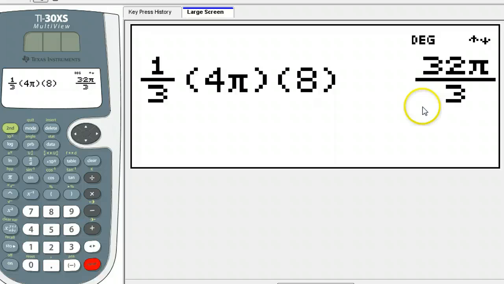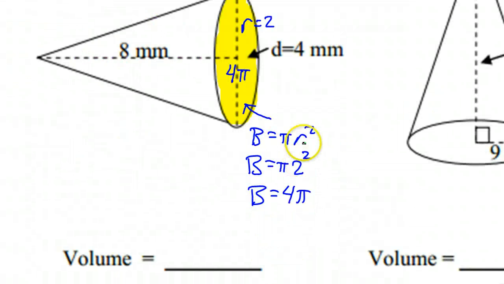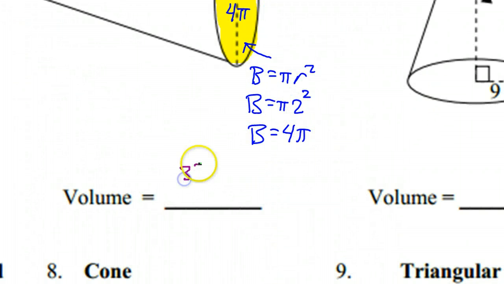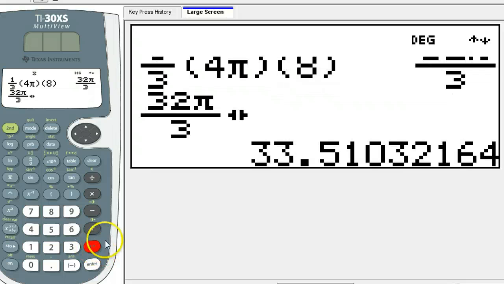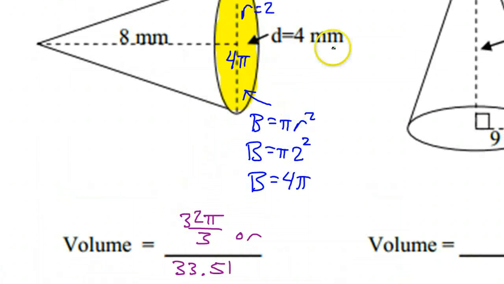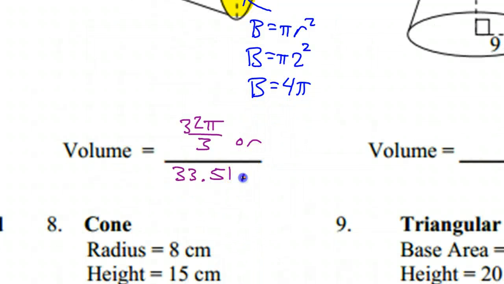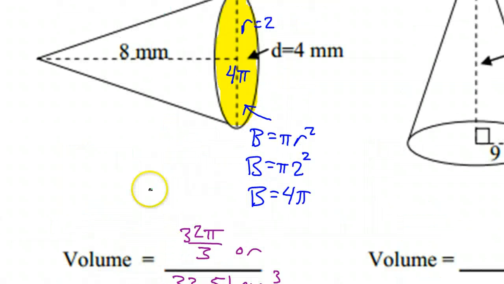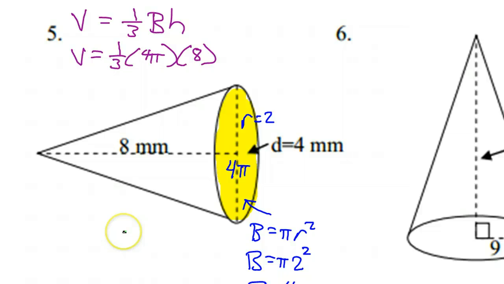So 32 pi over 3 is the exact answer. But as a decimal, that's going to be 33.51. And the units were millimeters, so the volume will be cubic millimeters. So that is the answer for problem number 5.